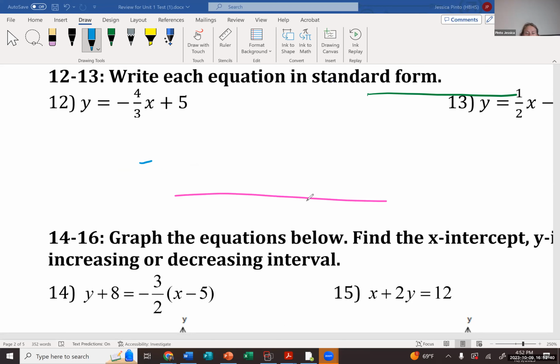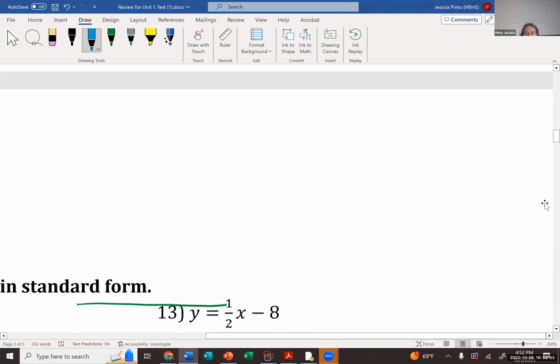Okay, so for 13, oops. Mama, I'm gonna draw in the book. Can I draw in this book? Sure. Where's the pencil? Well, you have to get one.